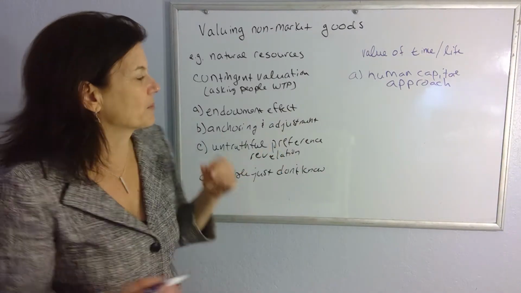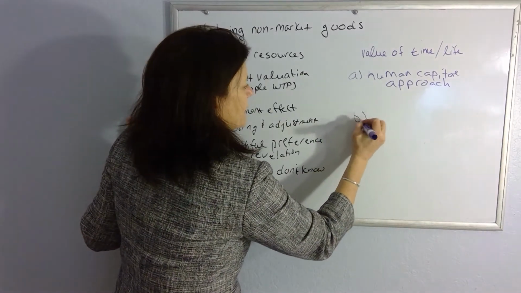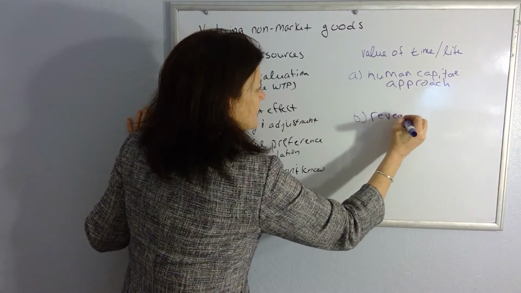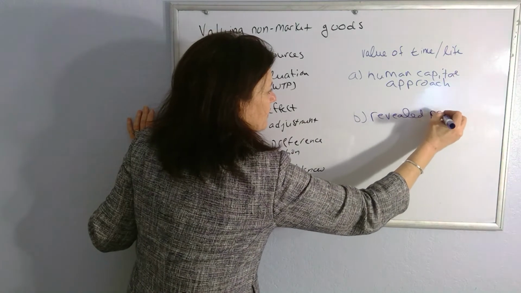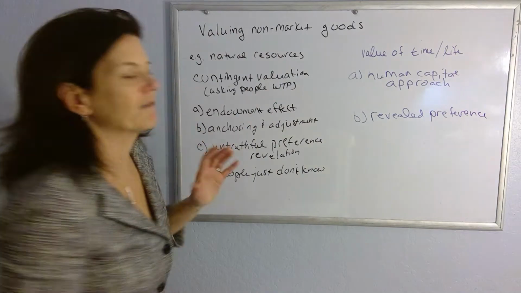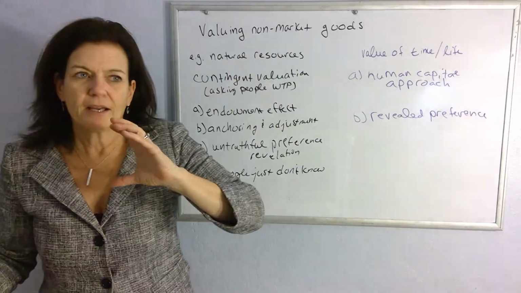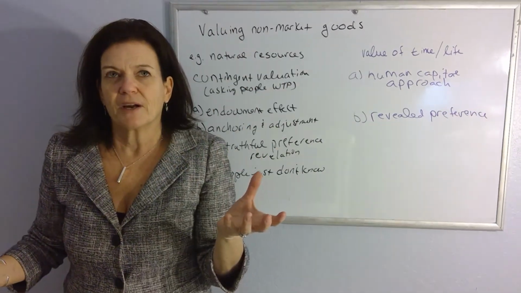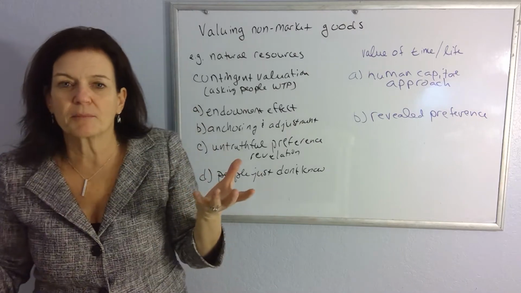So that's one way to approach it. Another is, and this is actually fairly popular, or gets used a fair amount, this revealed preference approach, where you say, we can see how much people value their lives by watching their behavior.